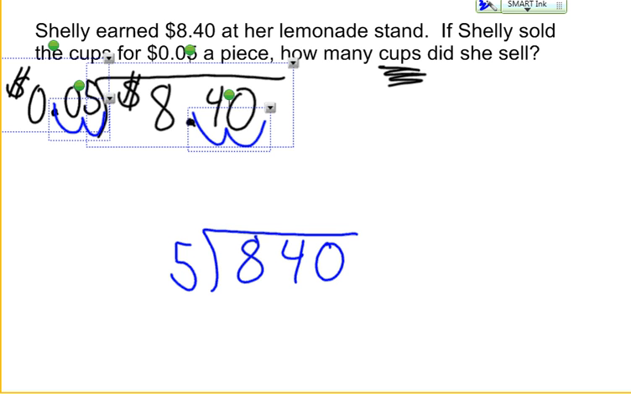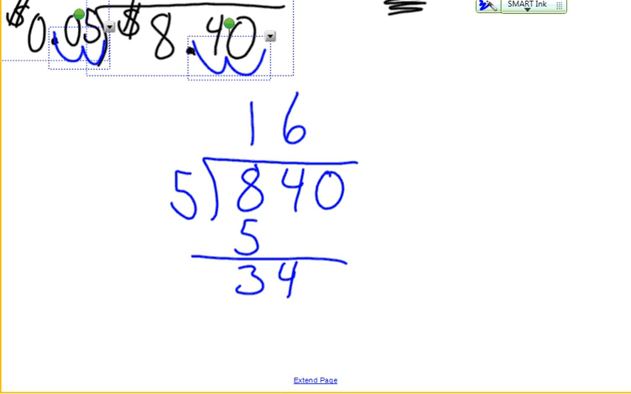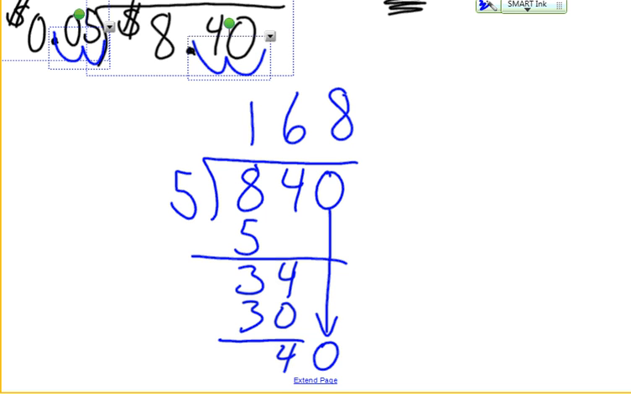5 goes into 8 one time. 1 times 5 is 5. 3 goes down. 4 goes down. 5 goes into 34 6 times. 6 times 5 is 30. 4. 0 down. And 5 goes into 40 8 times. And so in the end, we get an answer of 168 cups. Whew. We're speeding right along.